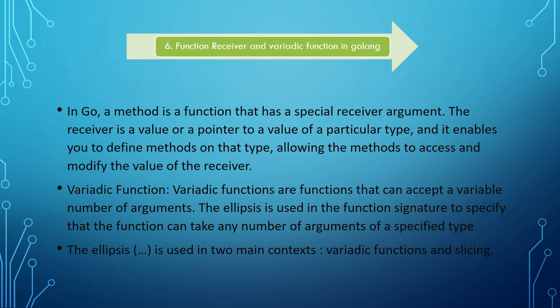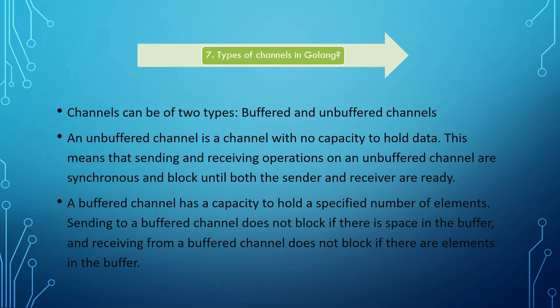The ellipsis is used in the function signature to specify that the function can take any number of arguments of a specific type. Ellipsis means 3 dots. Variadic functions and slicing. Now next question is types of channel in Golang. This is a common interview question. If you are giving any interview, even for a small company, and you are attending for Golang, they will definitely ask what are the types of channel. So for channels you have to tell there are two types. One is buffered channel, other one is unbuffered channel.